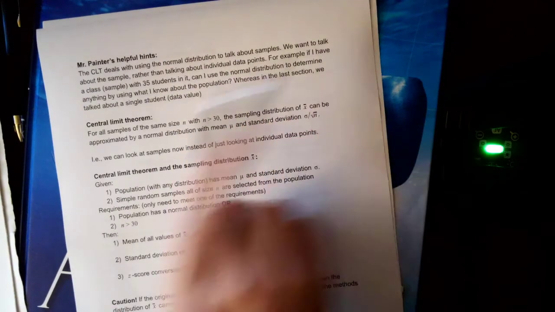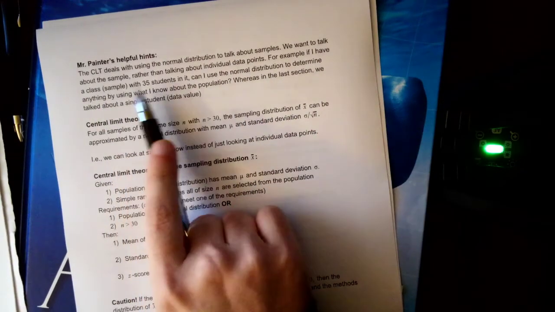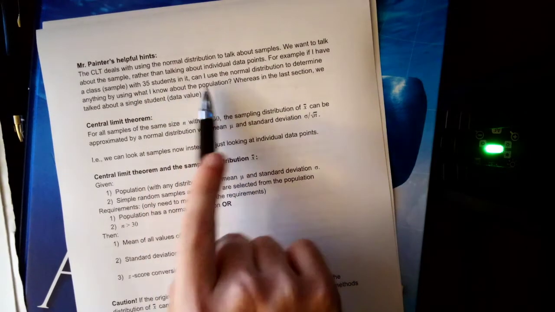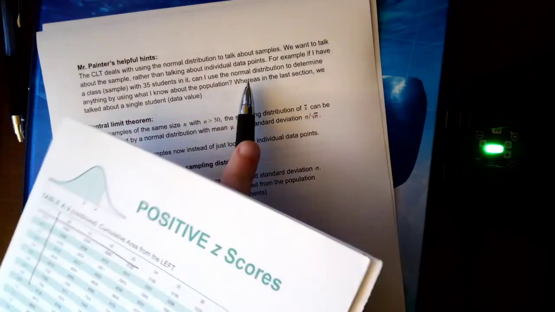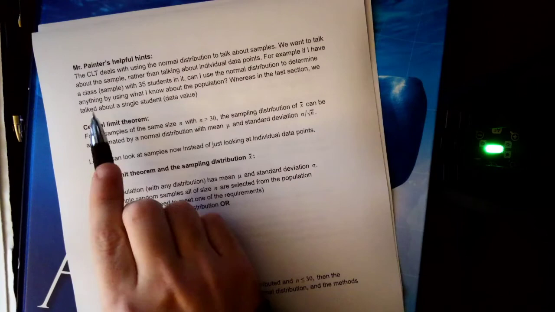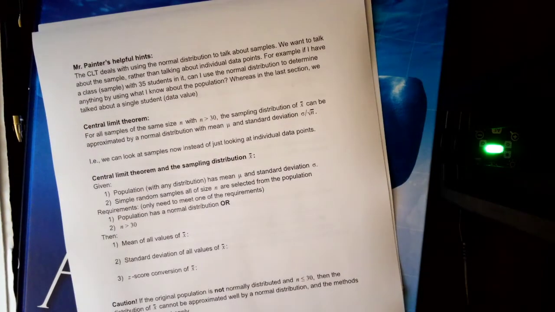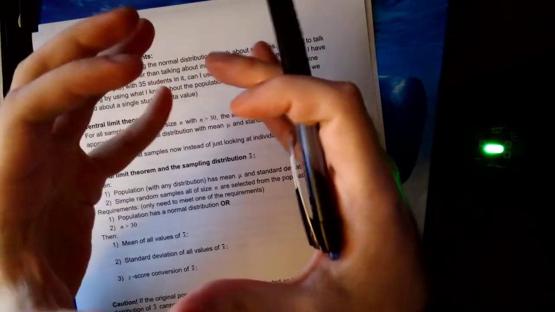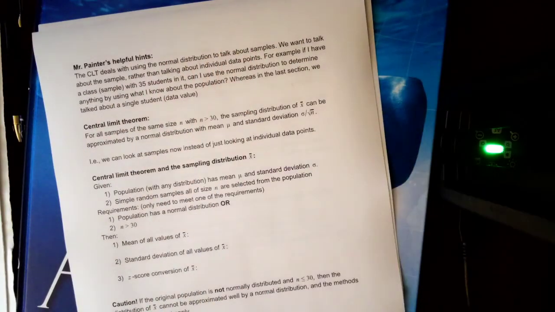For example, if I have a class, a sample, with 35 students in it, can I use this normal table, this normal distribution, to determine anything by using what I know about the population? However, in previous sections, we talked about a single student, a single data value. That's the key difference here. We're going to be talking about groups instead of individual data points.